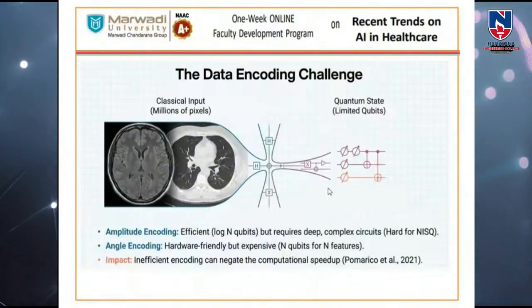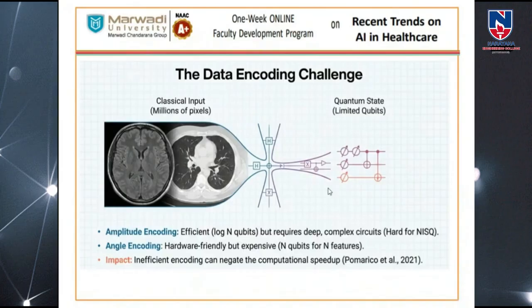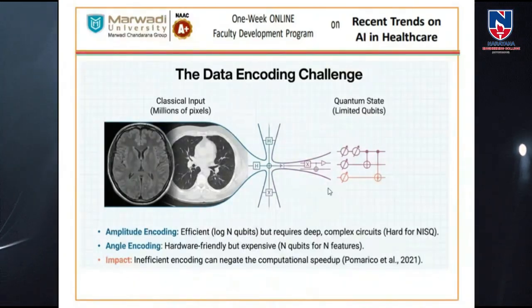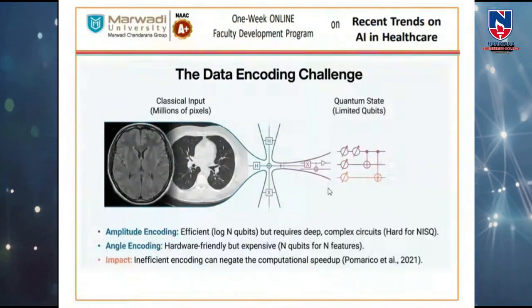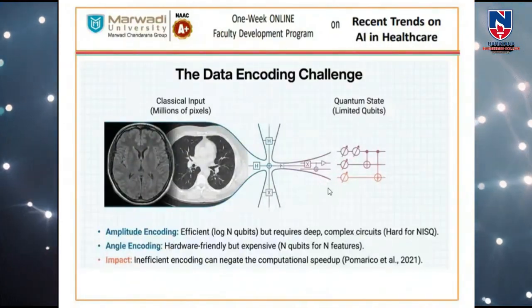As for amplitude encoding, it's efficient, but it requires deep and complex circuits, which is hard for this one. And angle encoding is a bit more hardware friendly, but it's expensive: 10 qubits for the n features. Of course, this is another topic.